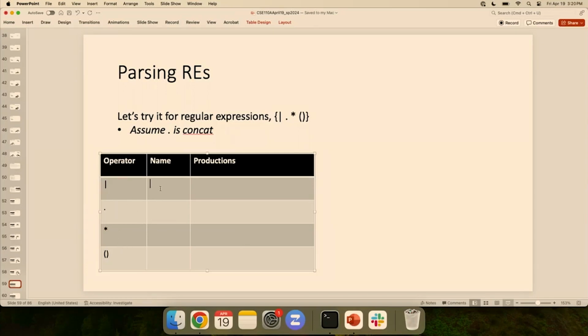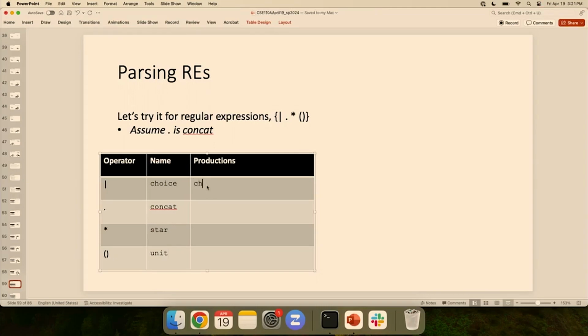And then what we could do is we could just give them a name. Now, these names, again, they're like variables in a programming language. There's no reason why we couldn't just call this like temp 0, temp 1, temp 2, temp 3. But it's probably better to be a little bit more descriptive. So we might call this choice, concat, star, and then maybe unit, something like that.